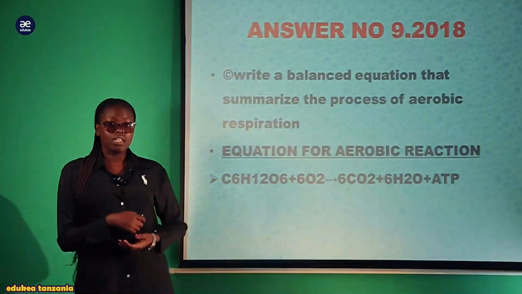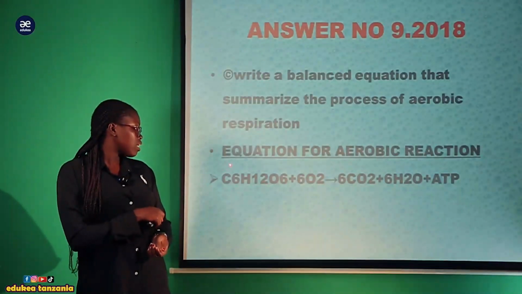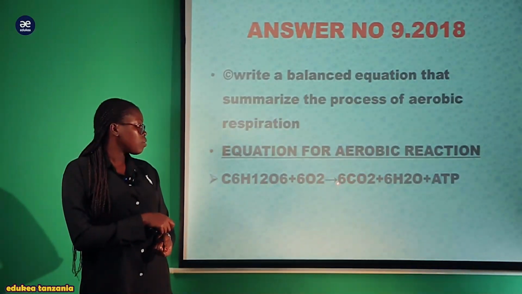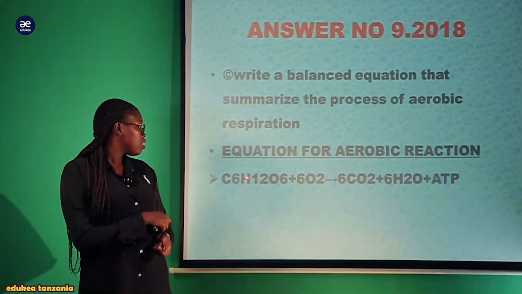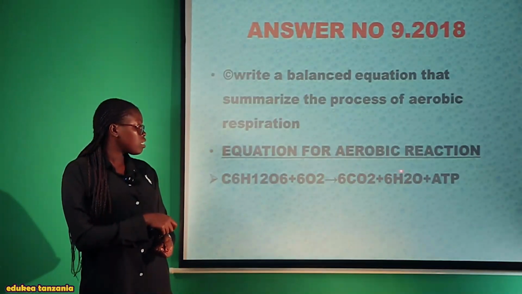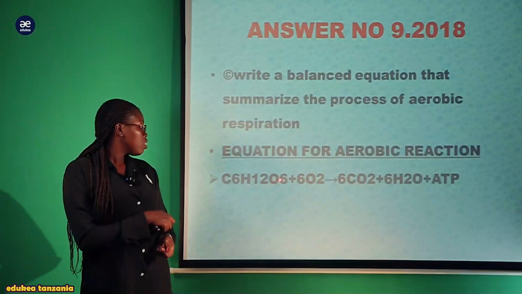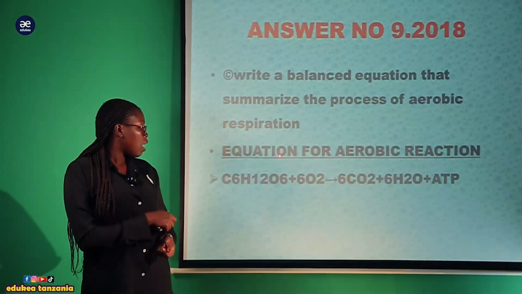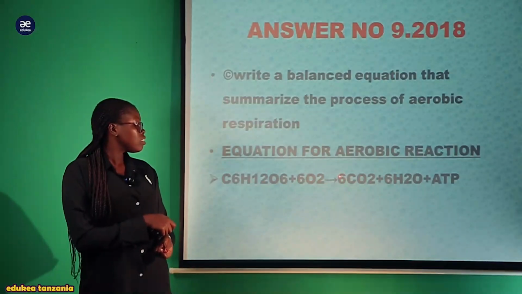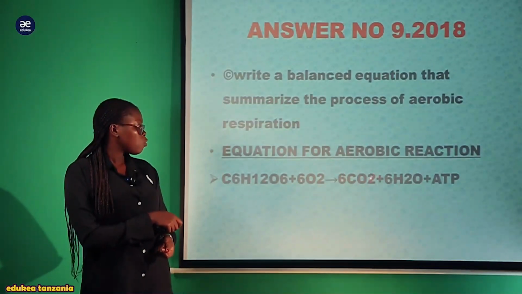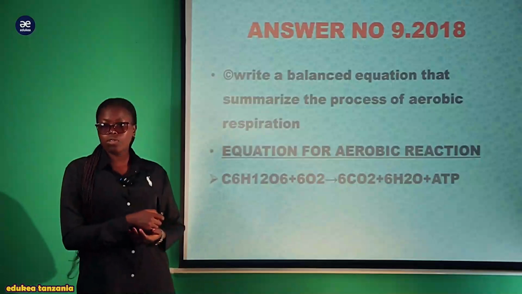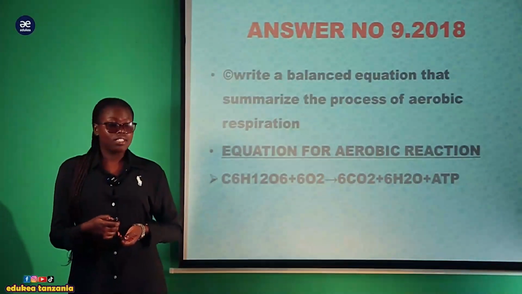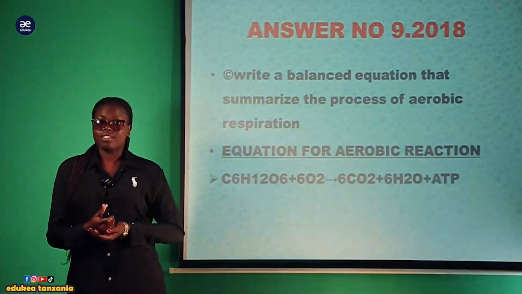It is balanced. How? On the left side the total carbon is 6. The same on the product side, there are 6 carbon. Hydrogen is 12, and the same here, 12 hydrogen. Oxygen: here 6 and here 12, total 18. The same here, 12 plus 6 is 18, so total oxygen is 18. So it is balanced. This is what you needed to write.